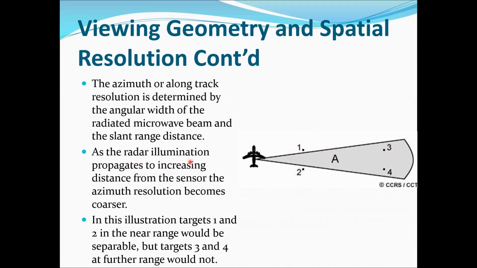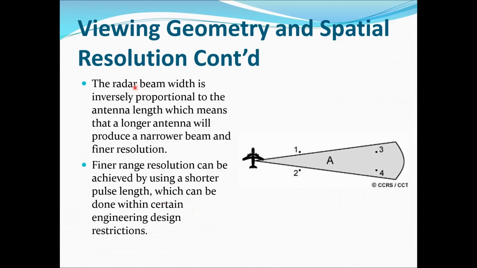So radar illumination propagates to increasing distances from the sensor, and therefore the azimuth resolution becomes bad, okay? The more you move away from the sensor, the azimuth becomes bad. That's why 3 and 4, which are roughly the same separation distance as 1 and 2, are actually not being differentiated when you move farther away. So the radar beam width is inversely proportional to the antenna length.